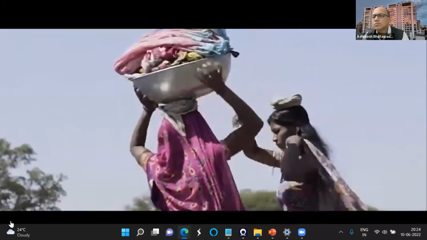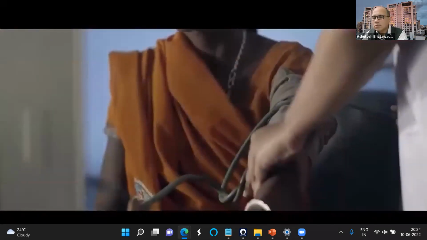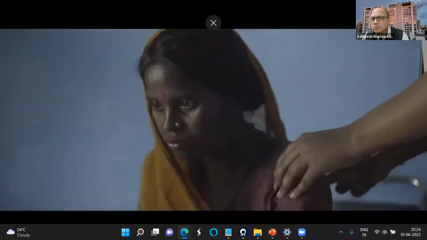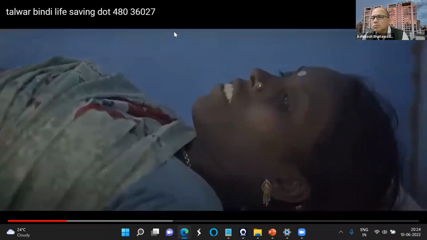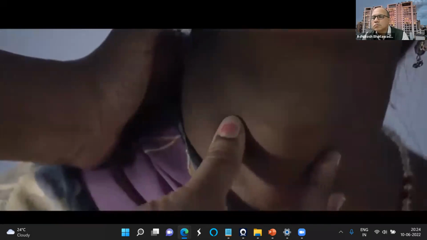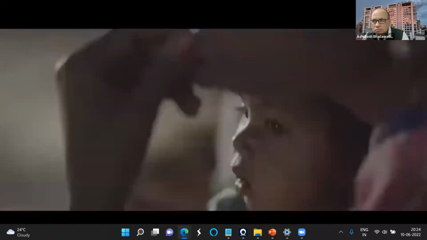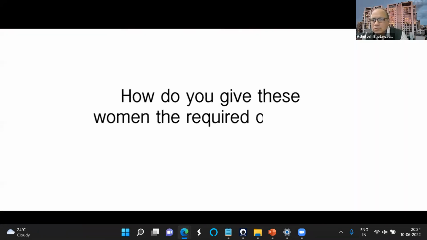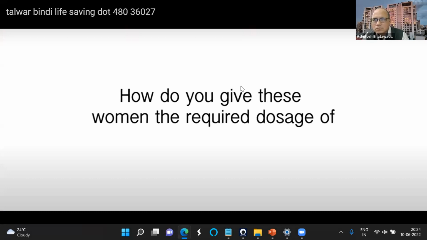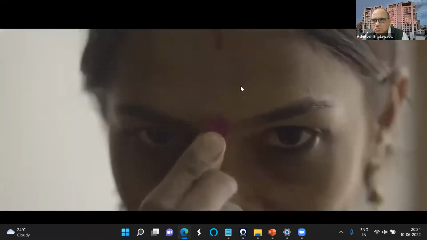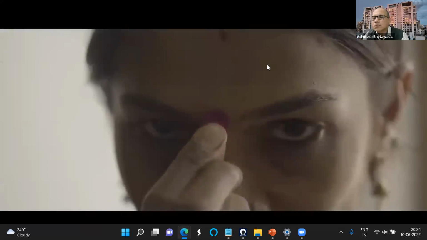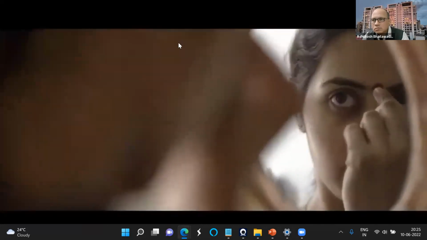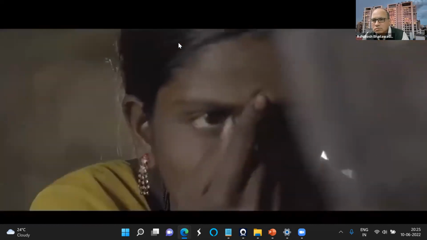Millions of women across rural India suffer from breast cancer, fibrocystic breast disease, and complications during pregnancy. Most of these cases are linked to an iodine deficiency. Supplements in the form of pills already exist, but women weren't in the habit of consuming them. So how do you give these women the required dosage of iodine? Almost every Indian woman wears a bindi, a traditional symbol of beauty. But what if these tiny little dots could save lives?